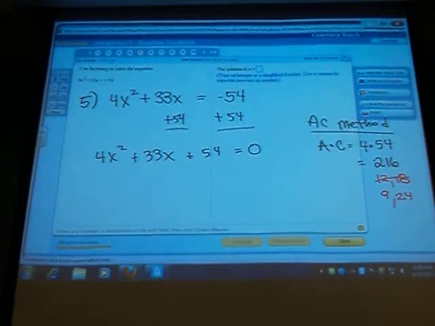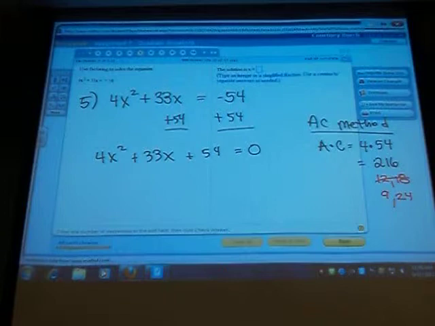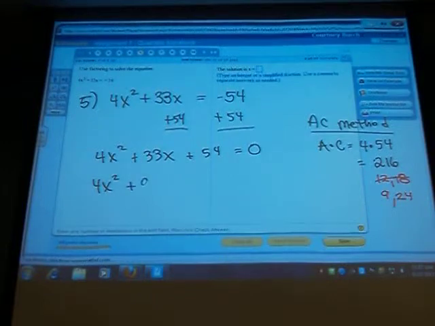How did you get the 24 again? They multiply to equal 216. Right, I want to split 33x. I want to split 33x into 9x and 24x. That's what I want to do with it. Okay? Then I'm going to group factor. I'm going to factor the first two terms, and I'm going to factor the second two terms.